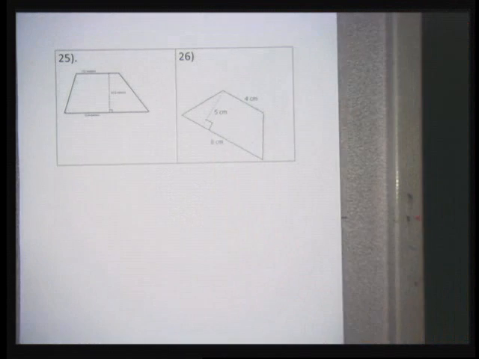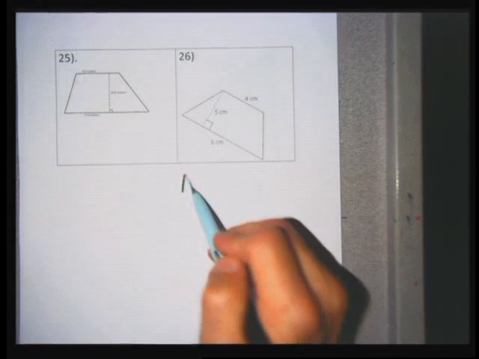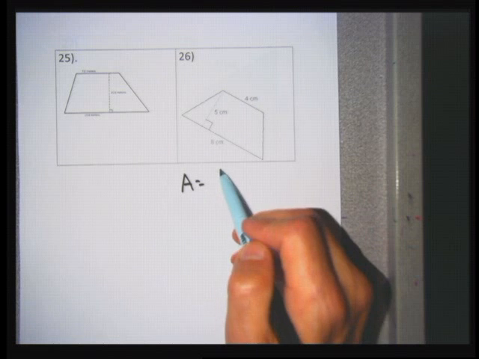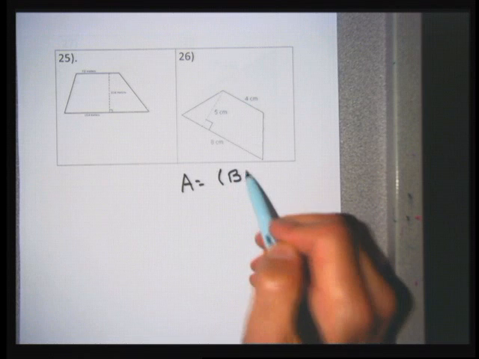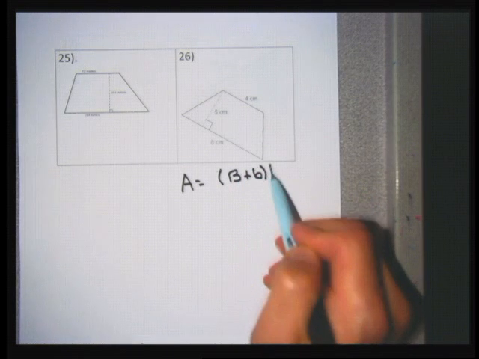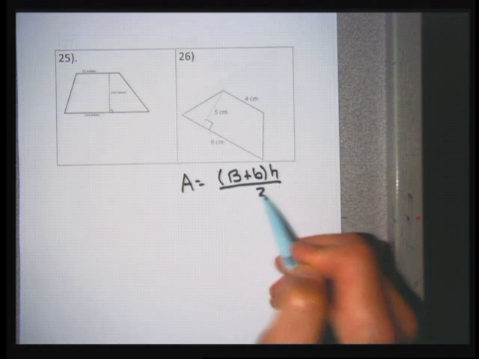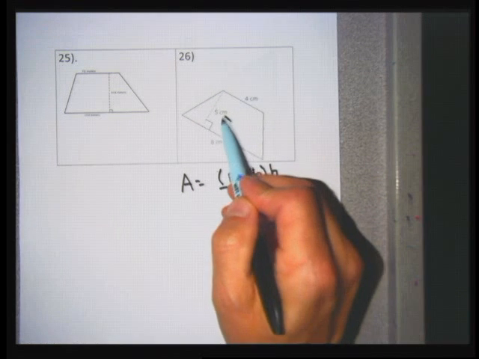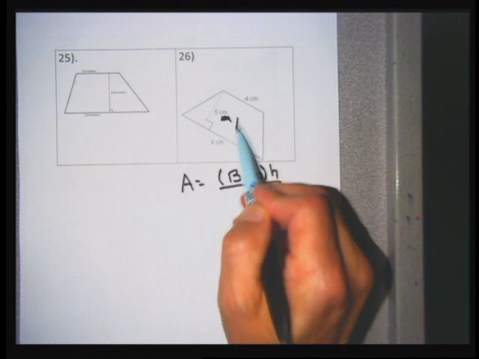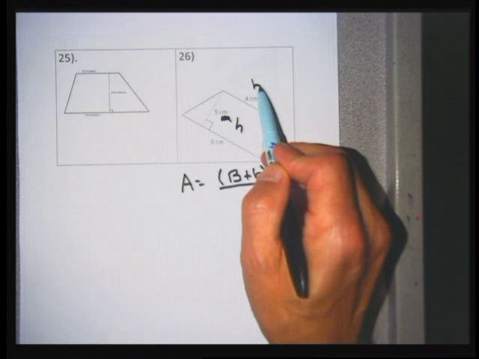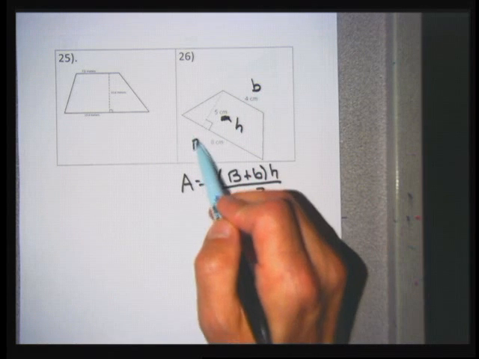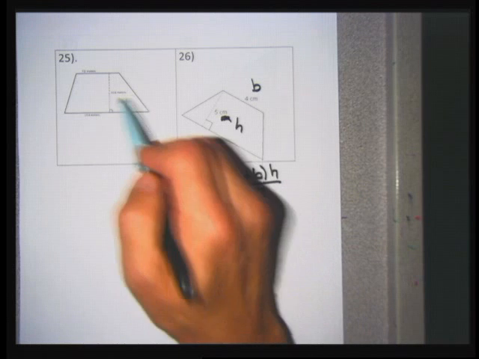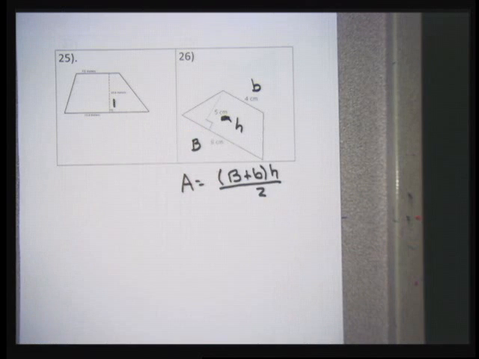26 is a parallelogram. The formula for the parallelogram is big B plus little b times the height over 2. The height is the distance that connects the parallel sides. The little b is the shorter of the parallel sides. The big B is the bigger of the parallel sides. Again, yours might not be readable. Let me blow it up.